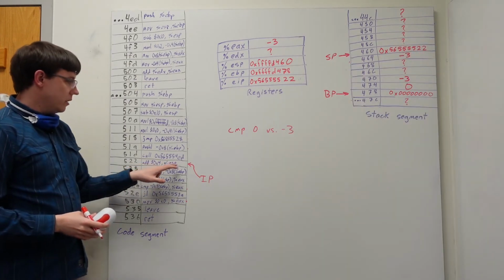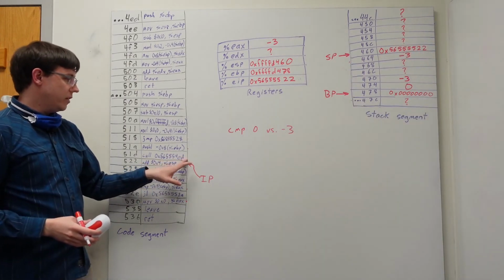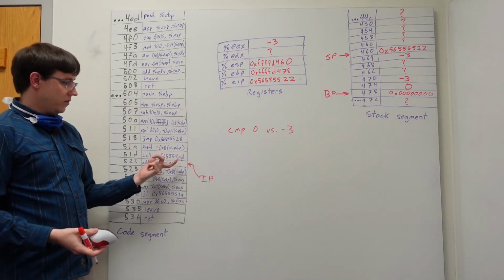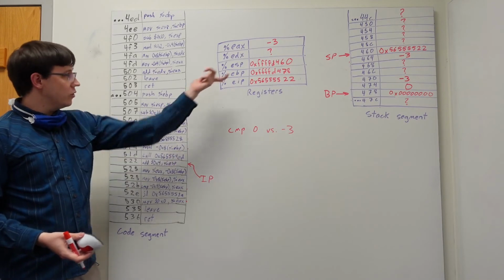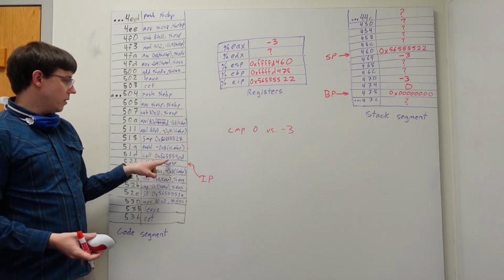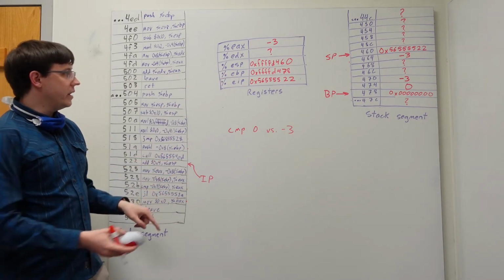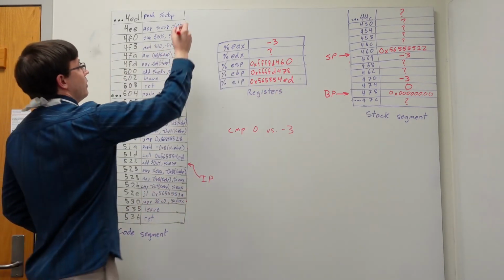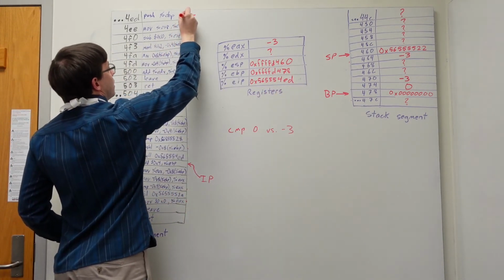Then the call jumps us to the memory location given here. So we put this into the instruction pointer. So that becomes 4ED, meaning that the next instruction we will execute is this one.